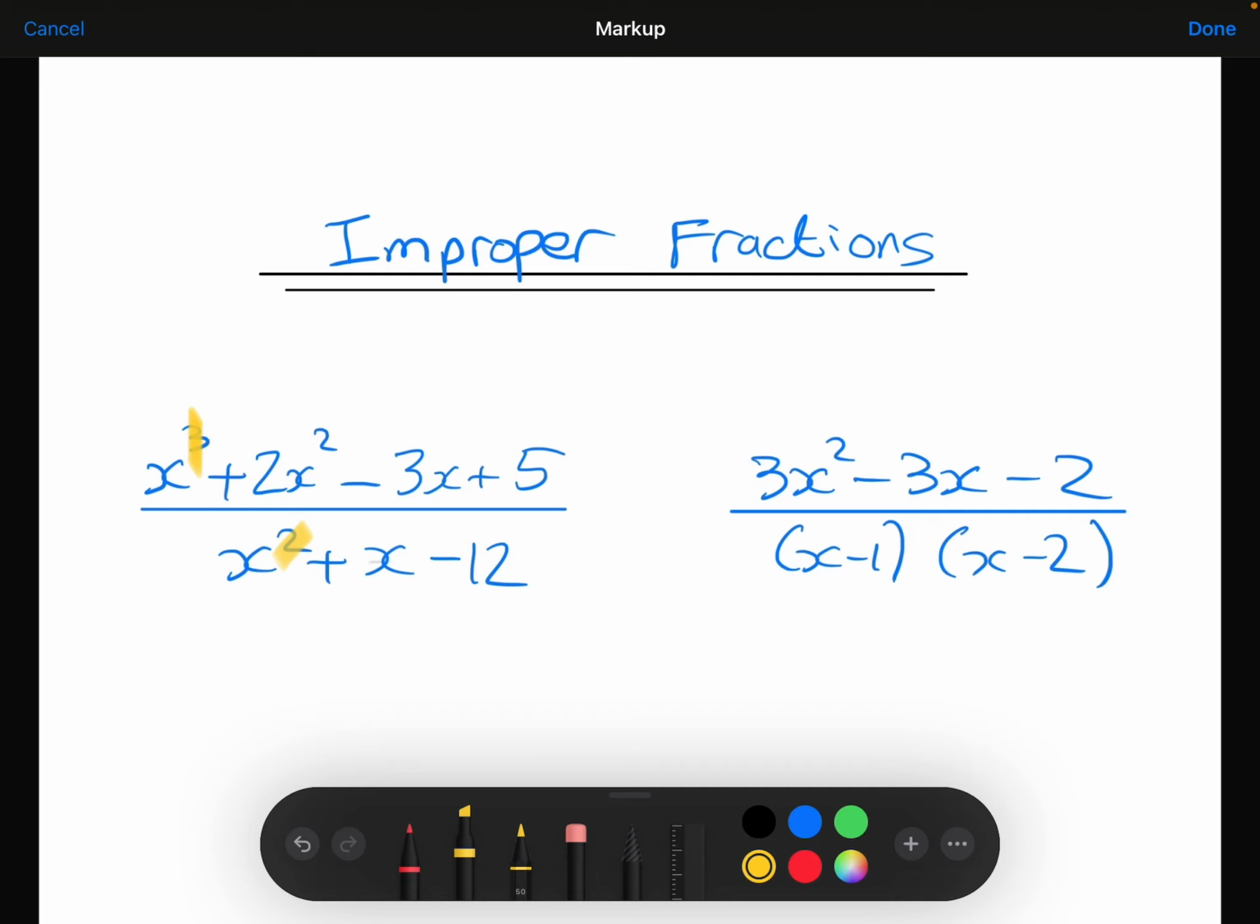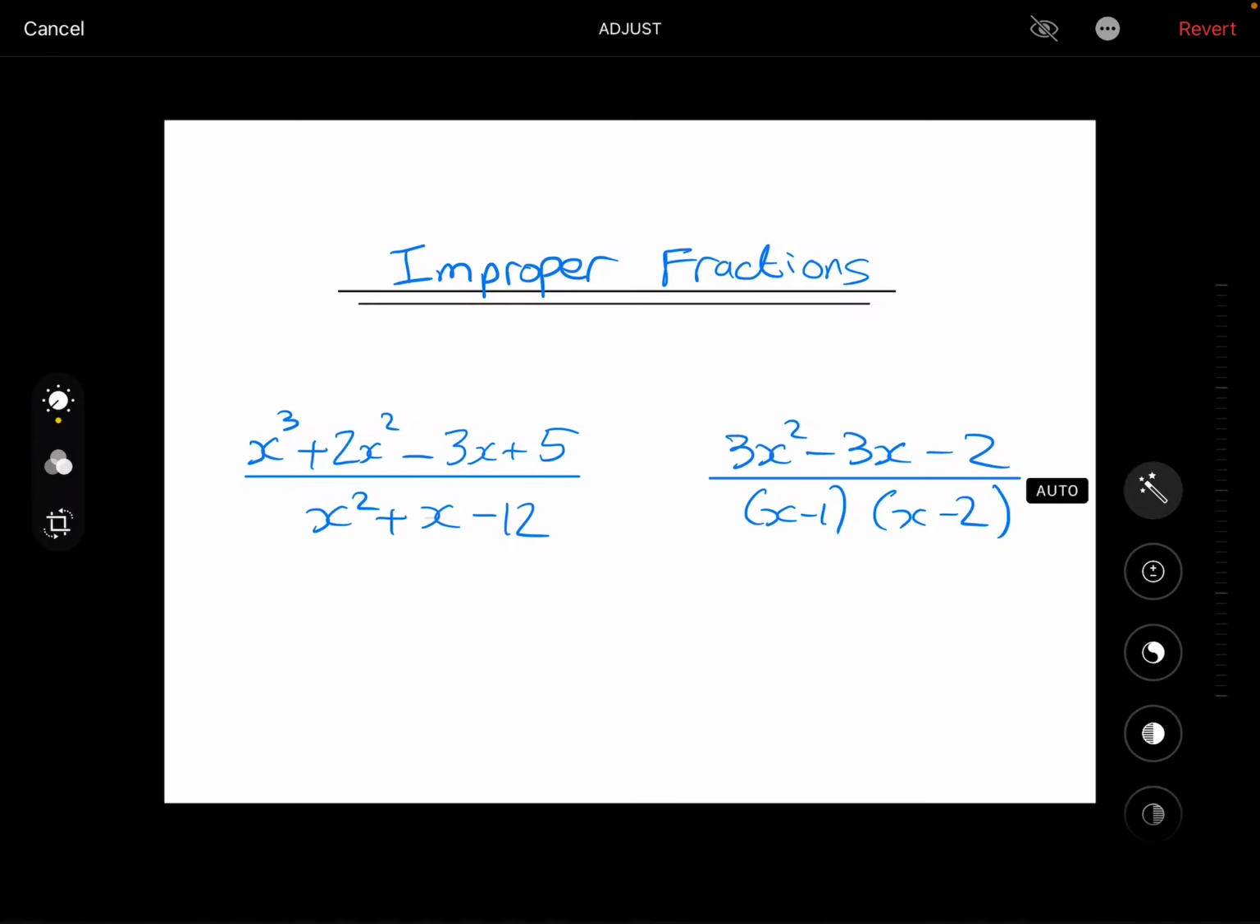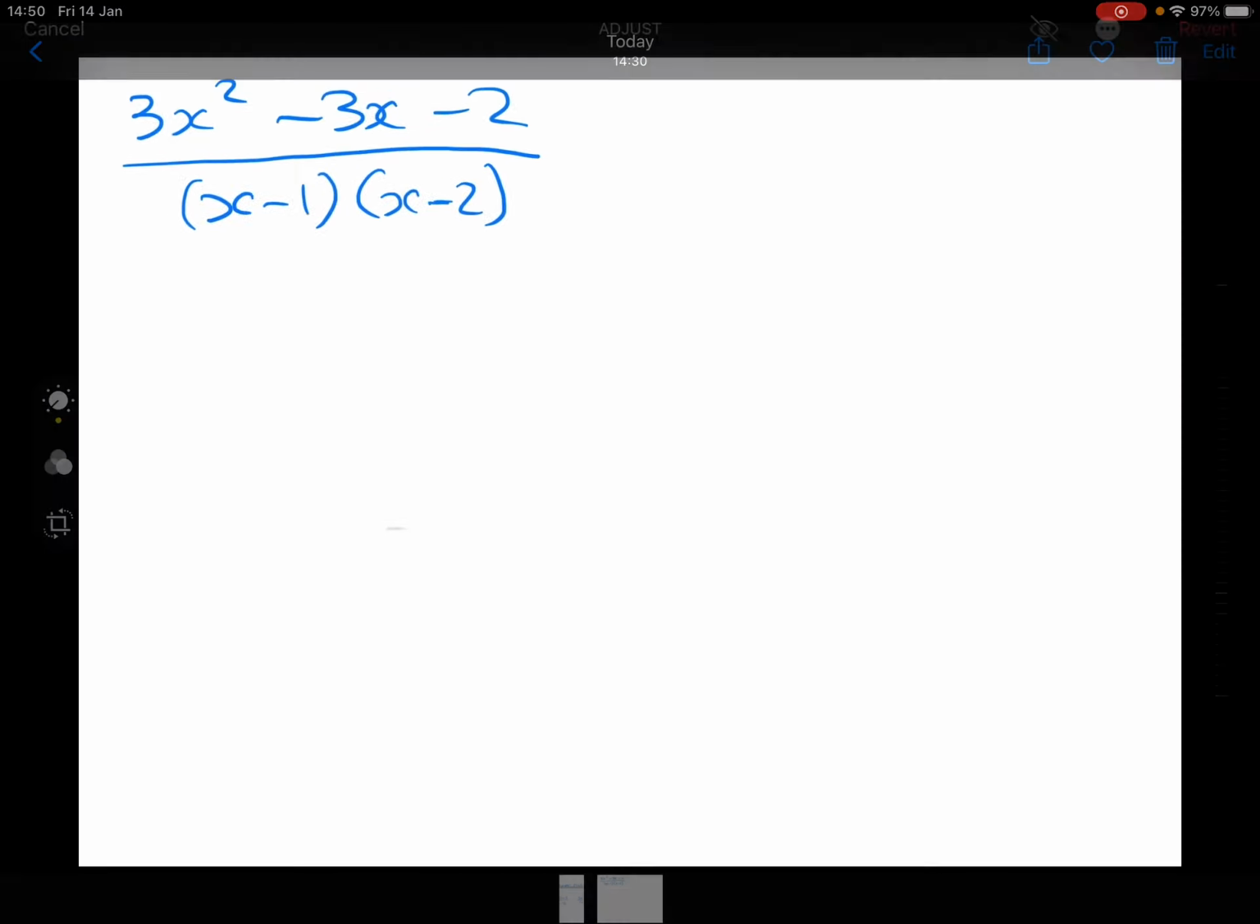So because 3 is bigger than 2, this is an improper fraction. Whereas with the second example, the order of the numerator is 2. The order of the denominator, if I were to expand this out, I'd have an x squared. So the order of the denominator is also 2. Therefore, this is also an improper fraction. So that's what an improper fraction is. Let's see how we can now turn this into its partial fractions.